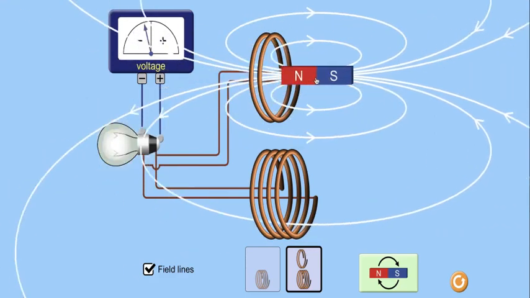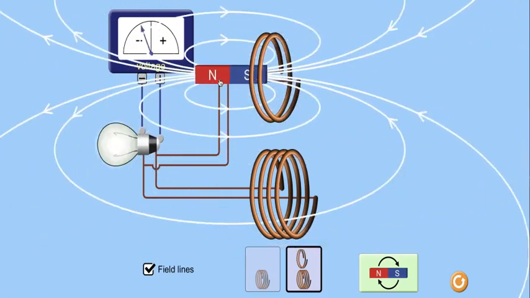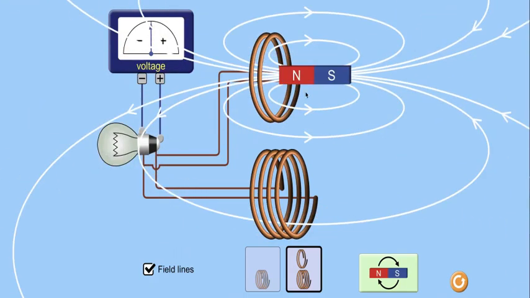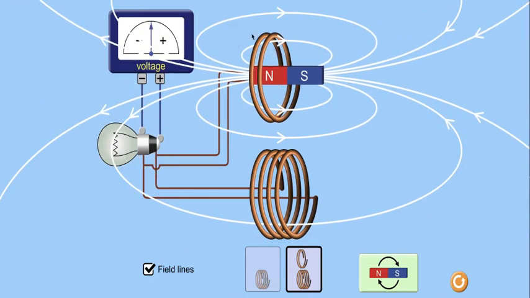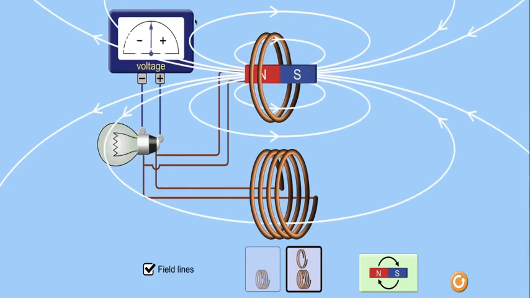If I were to do it faster, the voltage keeps cutting and we can keep seeing it. But if I were to make the magnet stay here, the voltmeter will go back to 0, which means energy is produced only when there is motion. If there's nothing to push it around, the voltmeter won't flicker.